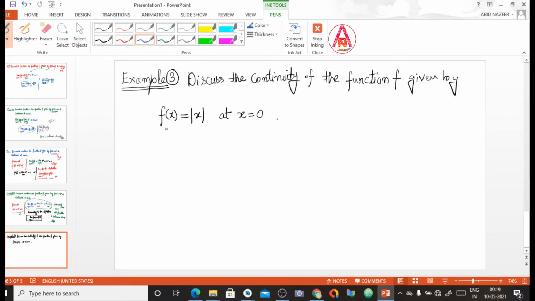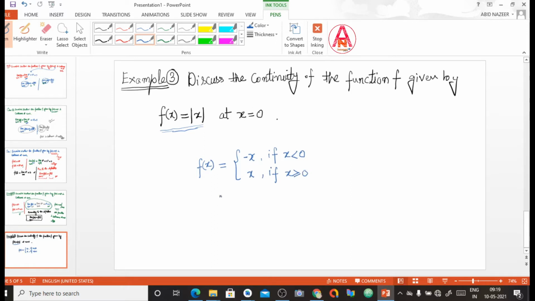By the definition of the mod function, if we break the mod function, then f(x) is equal to negative x if x is less than 0, and x is positive if x is equal to or greater than 0.